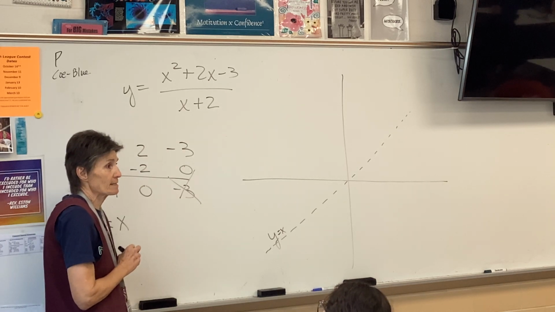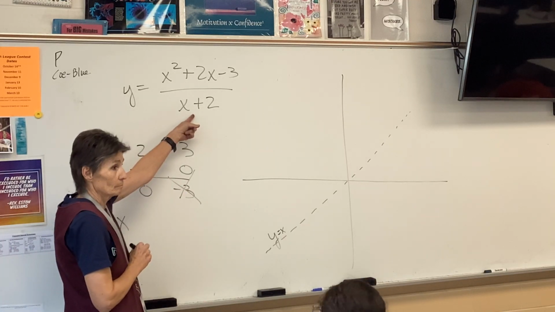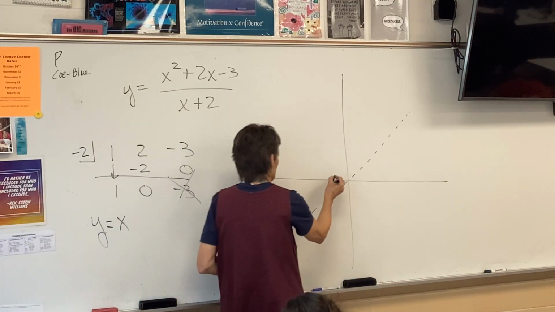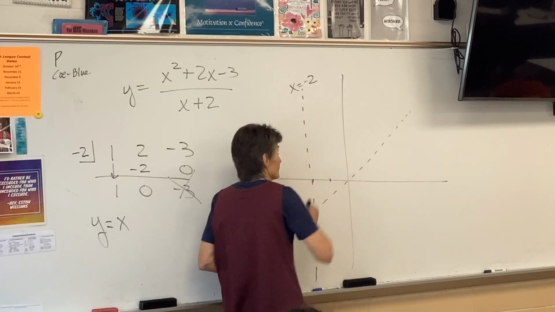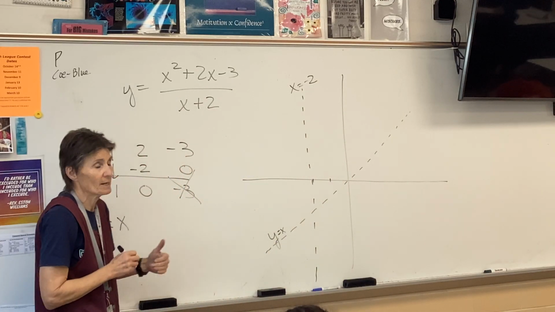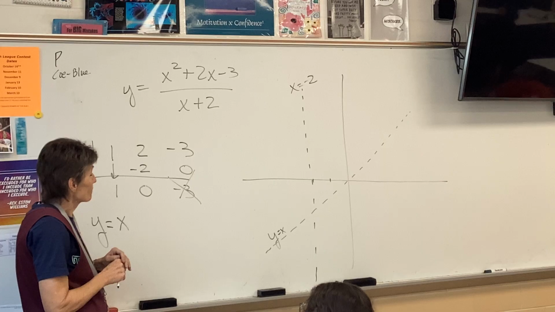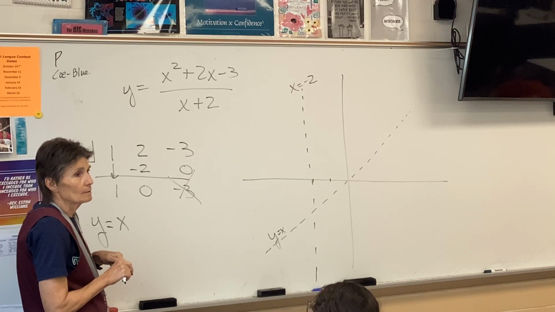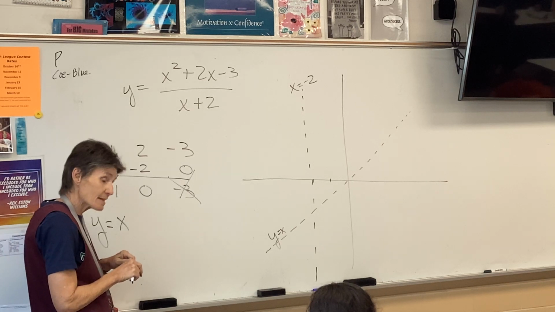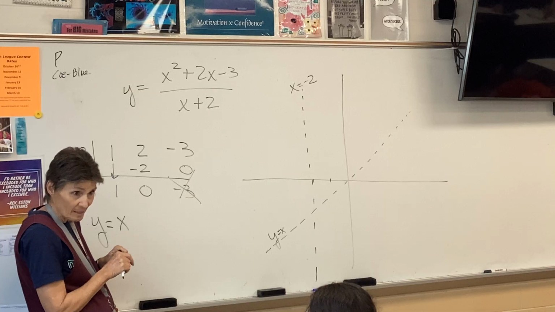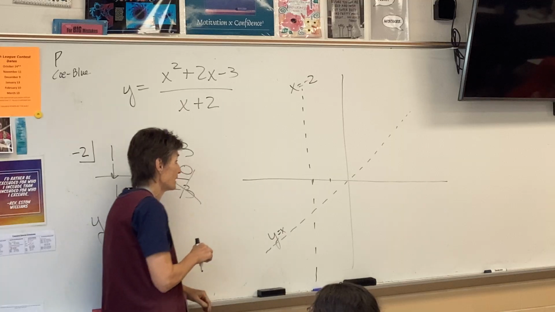Do I have a vertical asymptote? Yes, at x equals negative 2. If you've got an x in your denominator, you have a vertical asymptote. Can I do my y-intercept? Yes, because how do you do a y-intercept? You plug in zeros. I'm left with negative 3.